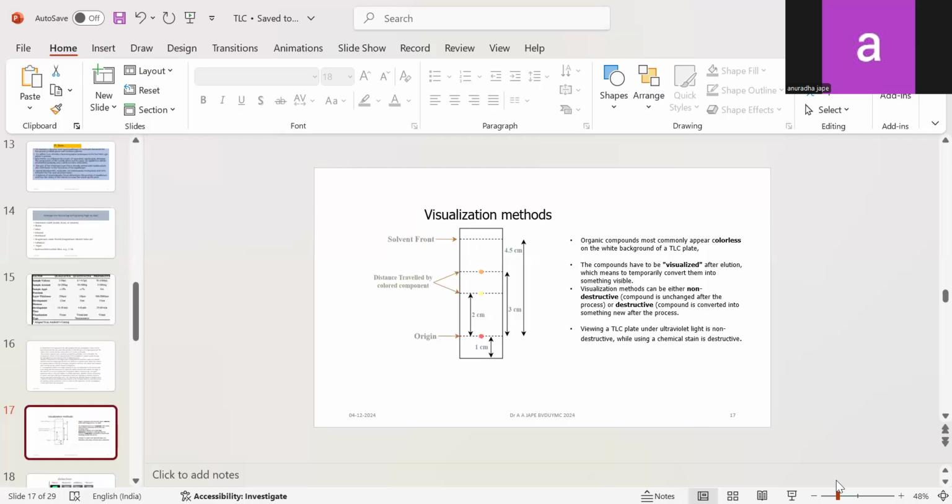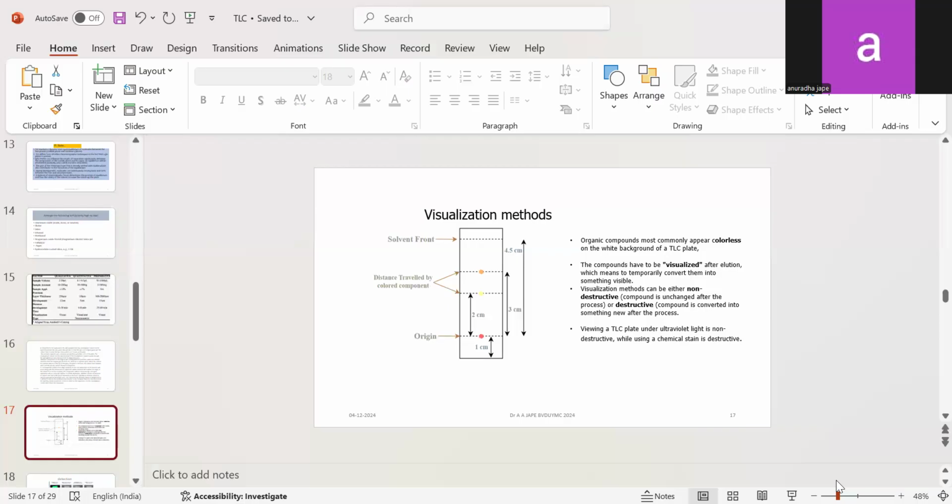But what does separation mean? How does it look? How to see that? Because if you are separating ink samples by TLC, you can surely have colored spots. But if it is a carbohydrate mixture, they are colorless and you cannot see them. So visualization is an important step when it is TLC. Organic compounds most commonly appear colorless, and on the white background of the TLC plate, you cannot really visualize the separated analytes.